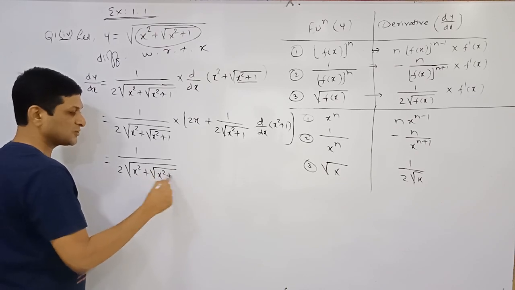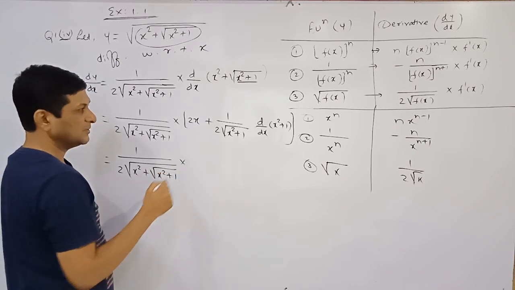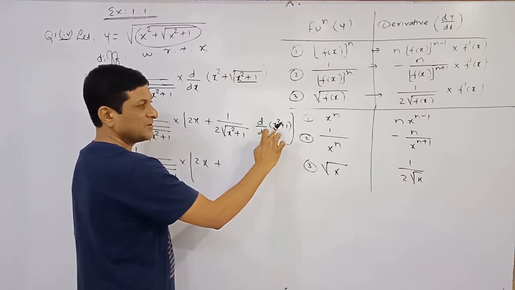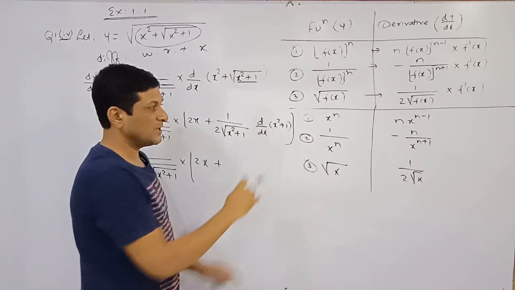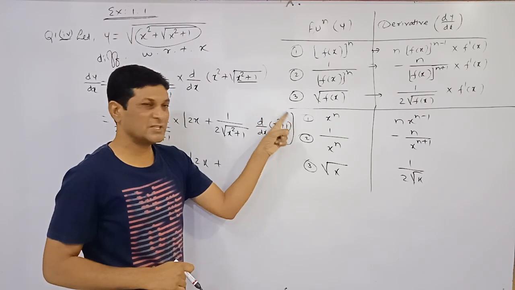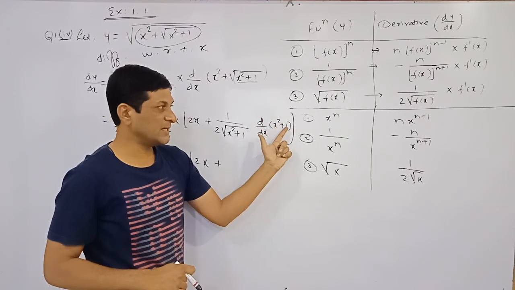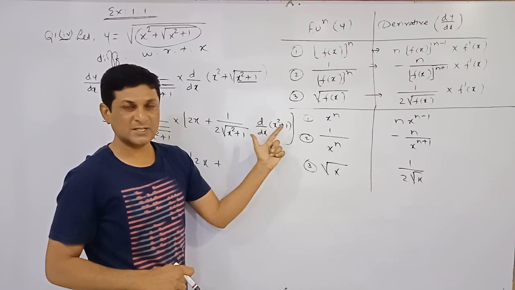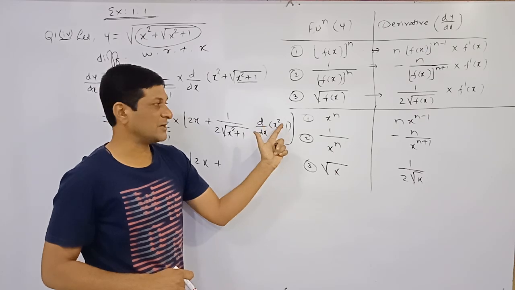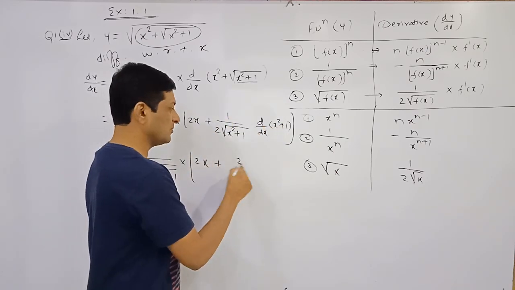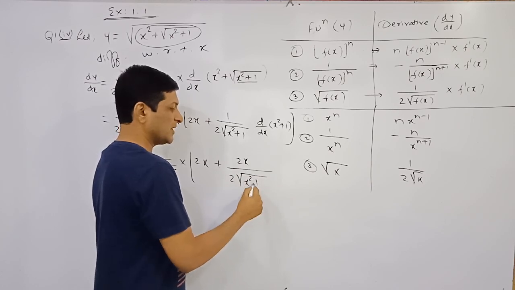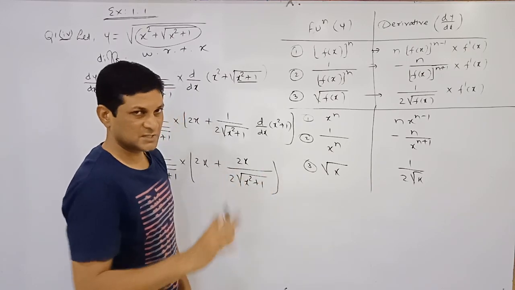So which is equals to here 1 upon 2 under root x square plus under root x square plus 1, keep it as it is, into. So now here 2x also as it is, plus what is derivative of x square? 2x. And what is derivative of this 1? 0. Means the derivative of this whole term is 2x plus 0. Derivative of x square is 2x. Derivative of 1 is 0. So 2x plus 0 will be 2x. And 2x into 1 will be equals to 2x, divided by 2 under root x square plus 1. In this way differentiation is completed.